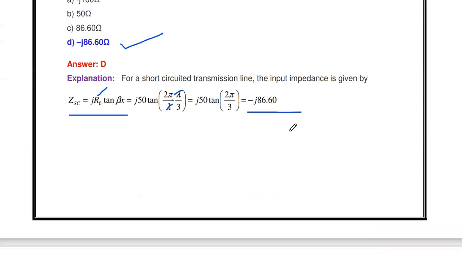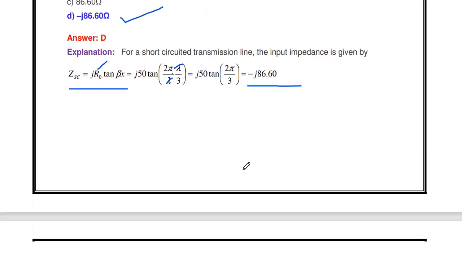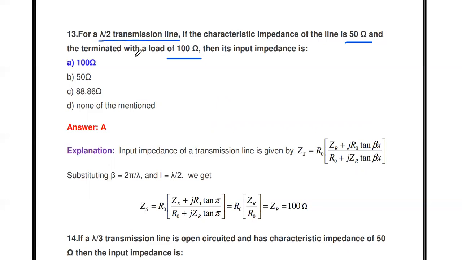In the previous problem the length was given, and the characteristic impedance was given, so we took that formula. Similarly here, for the lambda by 2 transmission line, the characteristic impedance is given and the load impedance is given. So we may use this formula also; we may use any one formula. So ZS is equal to, here this is not a short circuited line or open circuited line, so we have to take the general input impedance of the dissipationless line.